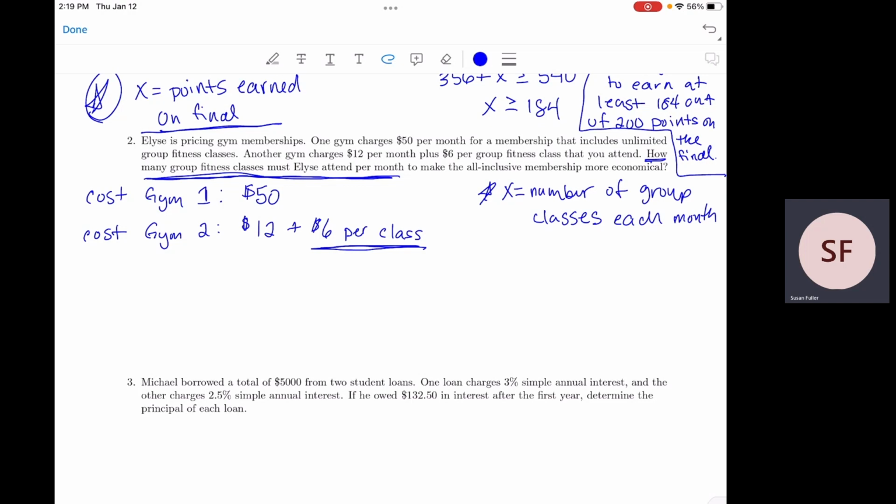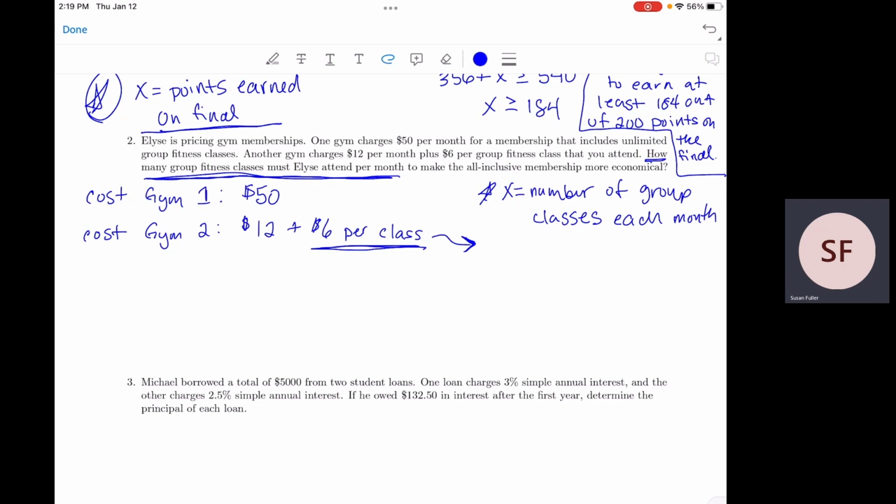Okay, so then if X is the number of group classes that you attend each month, let's figure out the cost of gym 2 in terms of X. The cost of gym 2 is $12 plus $6 per class. So if you go to X classes in a month, you're going to pay $6 for each of those classes, which will be 6 times X.